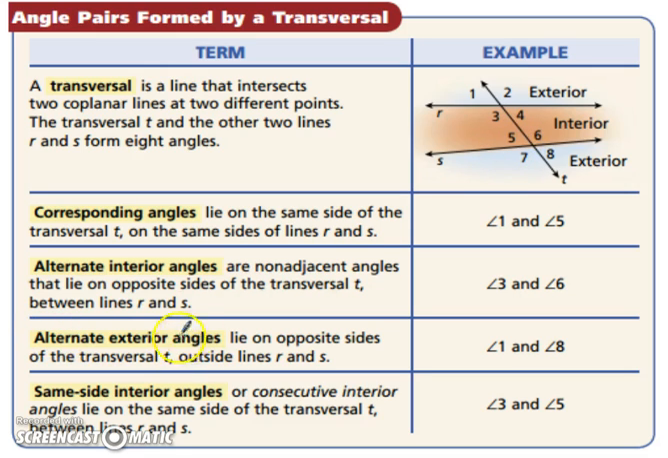How about alternate exterior angles? Very similar to alternate interior, only these ones lie outside. So 1 and 8 or 2 and 7. Same side interior or consecutive interior angles lie on the same side of the transversal T between lines R and S. So 3 and 5 and 4 and 6.